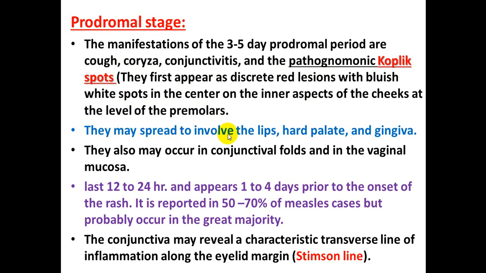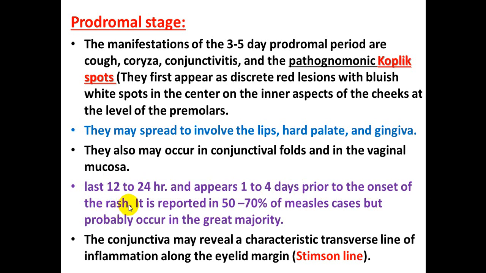They may spread to involve the lips, hard palate, and gingiva. Also may occur in the conjunctival folds and in the vaginal mucosa. This enanthem, Koplik spot, is transient, lasts for about 12 to 24 hours, and it appears 1 to 4 days prior to the onset of the rash.